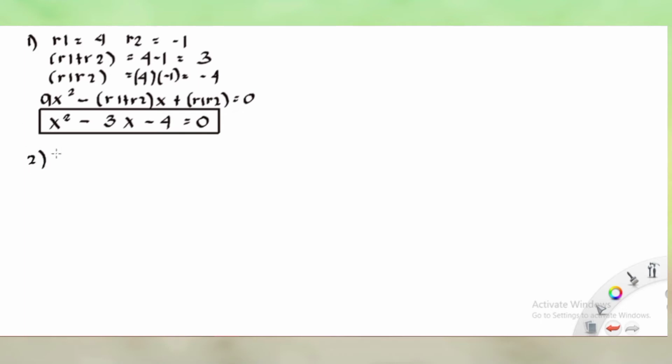Let's have root number 1, which is square root of 5, and the root number 2, which is negative square root of 5. So we have radicals. Let's have the sum of the roots. So R number 1 plus R number 2, or root number 1 plus root number 2, that is the square root of 5, which is the first root, plus or minus the square root of 5.